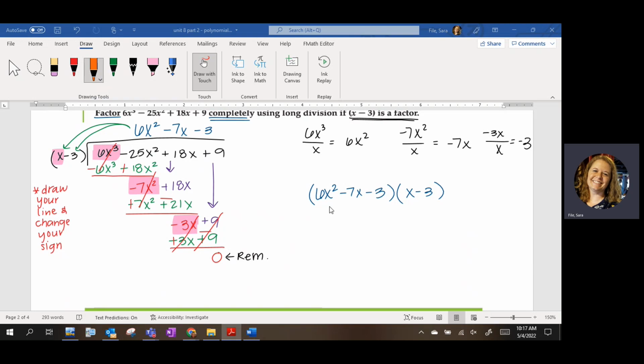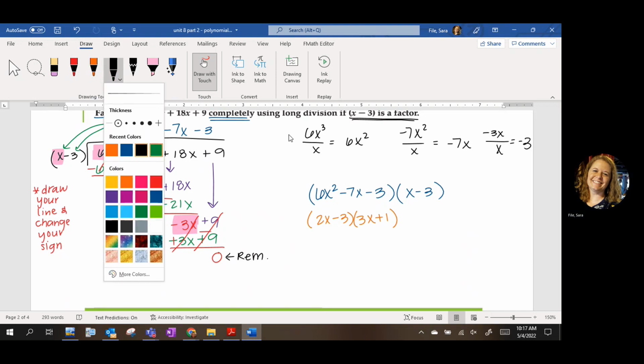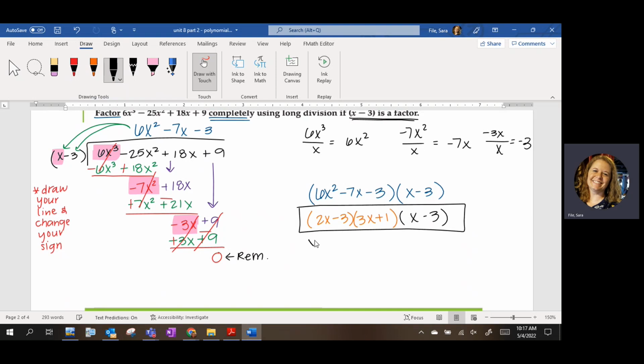Okay, but what this factors out to is 2x minus 3 times 3x plus 1. And then you still have the x minus 3. So now that is completely factored form.